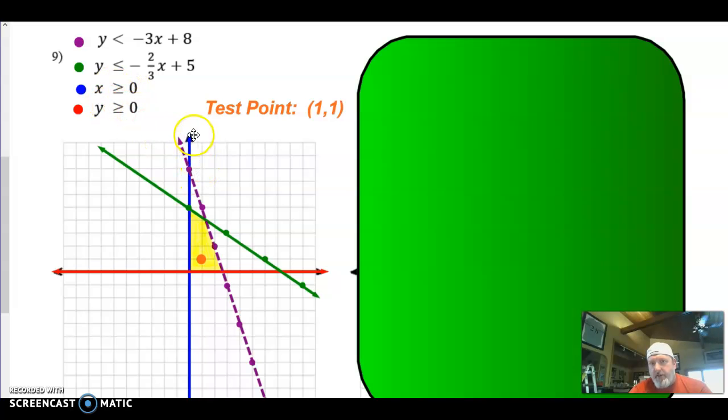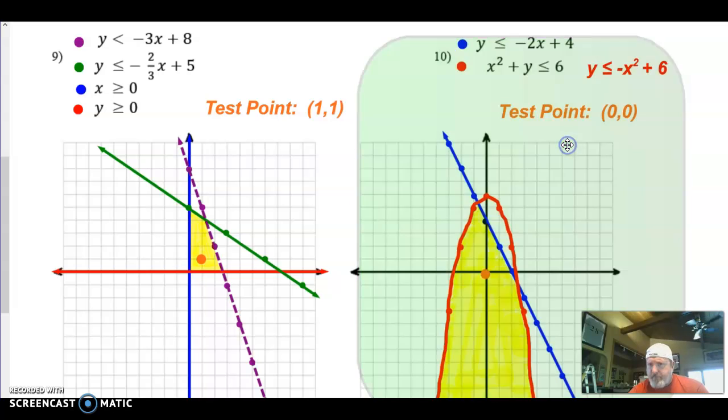X and y greater than 0, that's the blue line here for x, and the red one for y. And I'm not going to use 0, 0 for my test point because that's on these lines, so I used 1, 1. And so greater than these two and less than the purple and green one is this area right here, our solution region. So this is where it should be shaded. Some of you on our last few homework assignments and quiz did not shade, so make sure you do that.